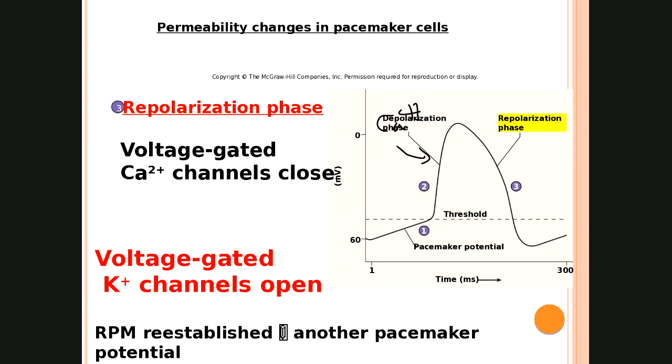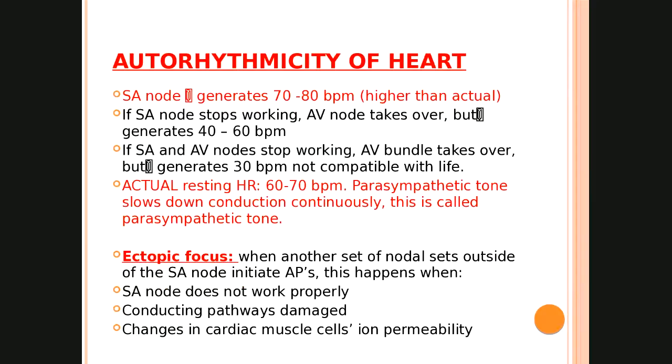All right, let's look at how the SA node generates these action potentials at a pace of 70 to 80 beats per minute. Now, the actual resting rate of a human heart is lower than 70 to 80 beats per minute. It's more in the range of 60 to 70 beats per minute. So there must be something slowing down the SA node. That something is the parasympathetic nervous system.